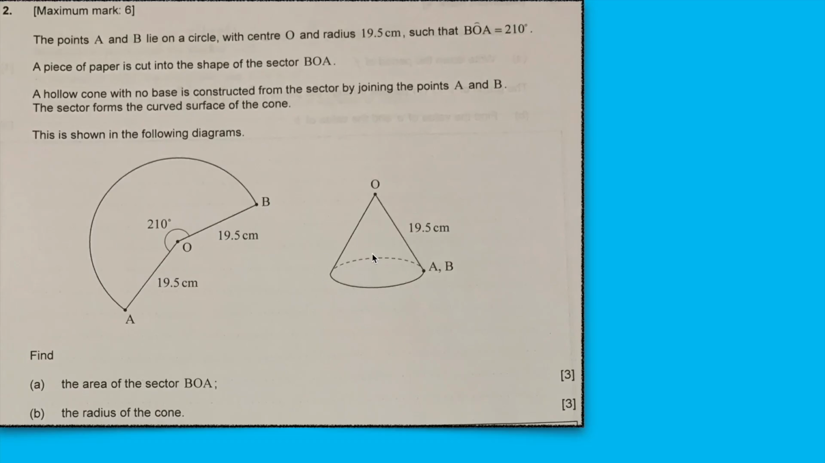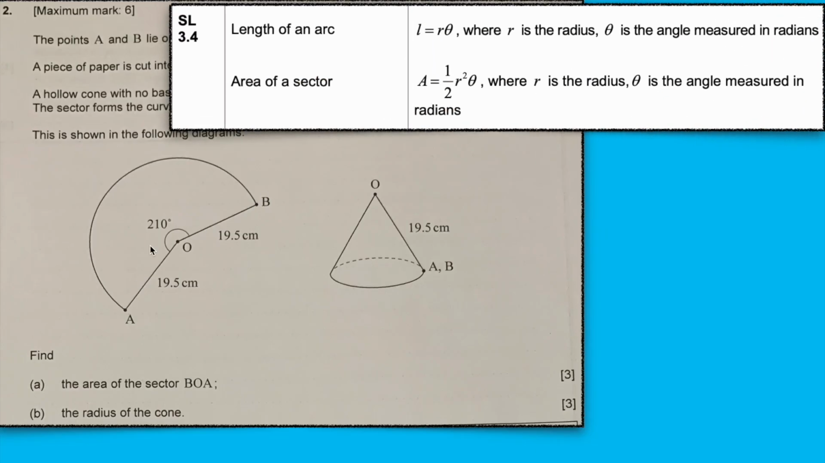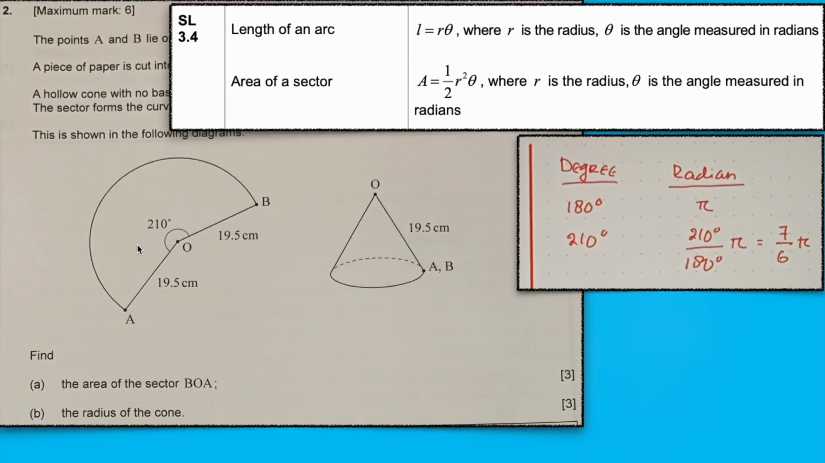Now let's try to answer part A. You're asked to find the area of the sector BOA. The formula is given in the formula booklet, so we can use this formula, but the only problem is the angle in this case is measured in radians. In our question, angles are given in degrees, so we have to do some conversion like so.